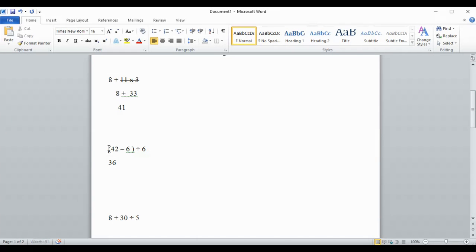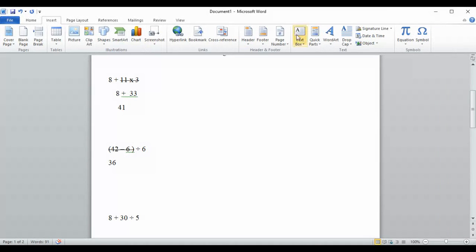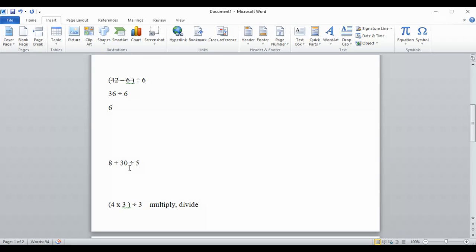And I've done this part. So I'm going to cross that out. And then I'm going to add the division sign next, and then the number 6, because this is the part I haven't done, so I write it down here. And then the last step is 36 divided by 6, which is 6, so that's our final answer.